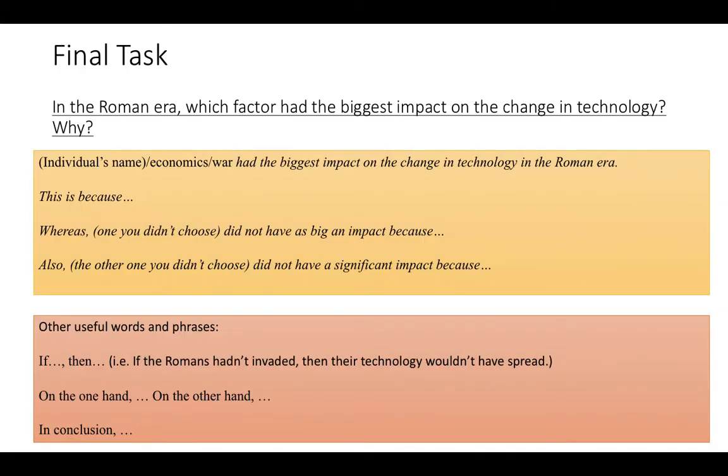Okay, final task then. So your final task is, in the Roman era, which factor had the biggest impact on the change in technology? Was it individuals, economics, or war? Use the sentence starters to help you write this. It should take you 10 minutes. I'm looking for at least 2 paragraphs. Give it a go and I'll see you at the end.